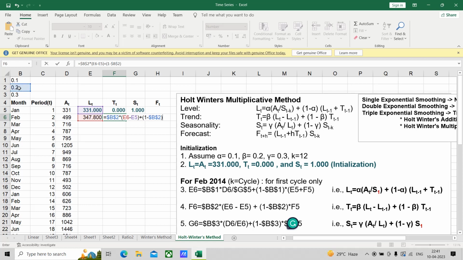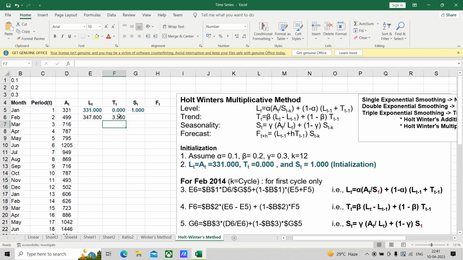Then close the bracket. And after that, we put multiplication sign, and then we multiply this formula with t minus 1. Here t is 2, so 2 minus 1, that is t1, and t1 is nothing but this value, F5. This cell is known as F5. So we click this value and press enter. We get 3.360, the trend value.